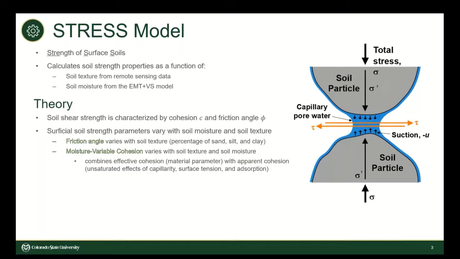If you imagine a soil that's saturated, as that soil starts to become unsaturated, as it loses water, it develops a negative pore water pressure, or a suction, which adds to the total effective stress between soil particles, which increases the shear strength between those particles. So keep in mind that as the soil is becoming unsaturated, strength is increasing.